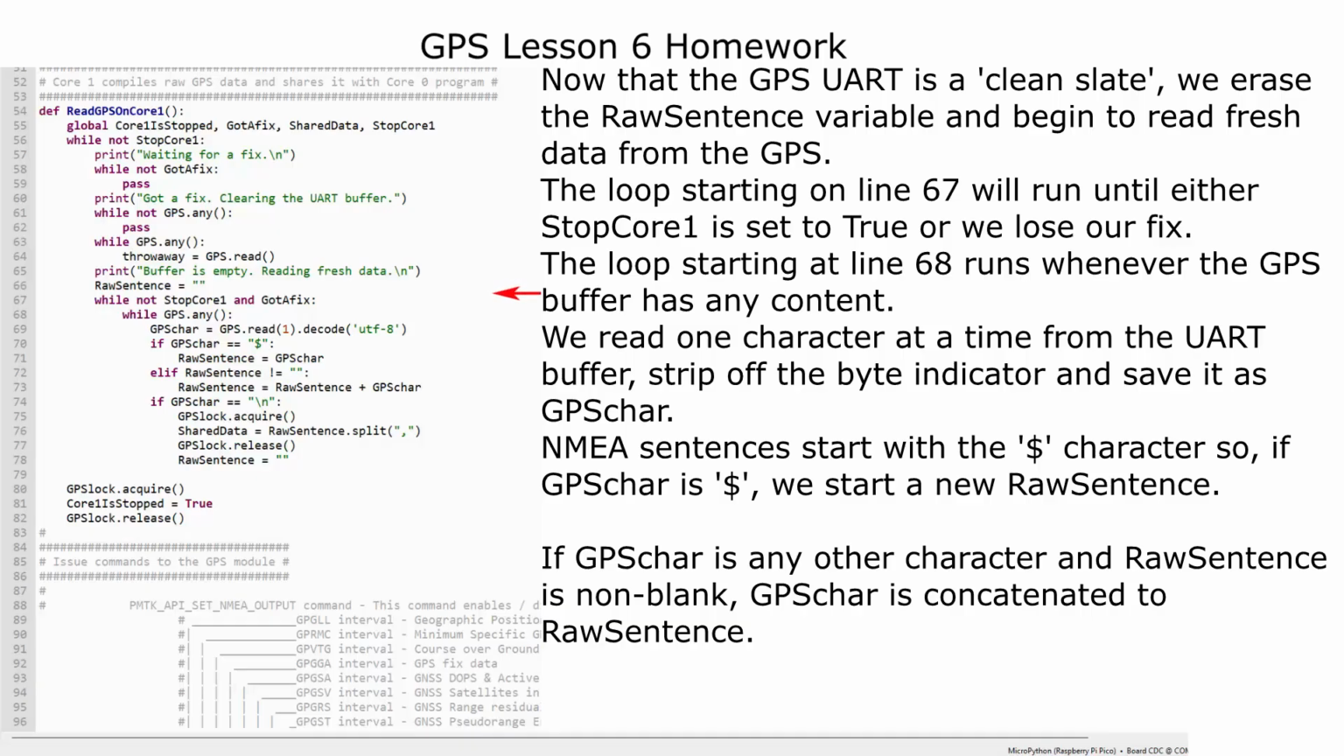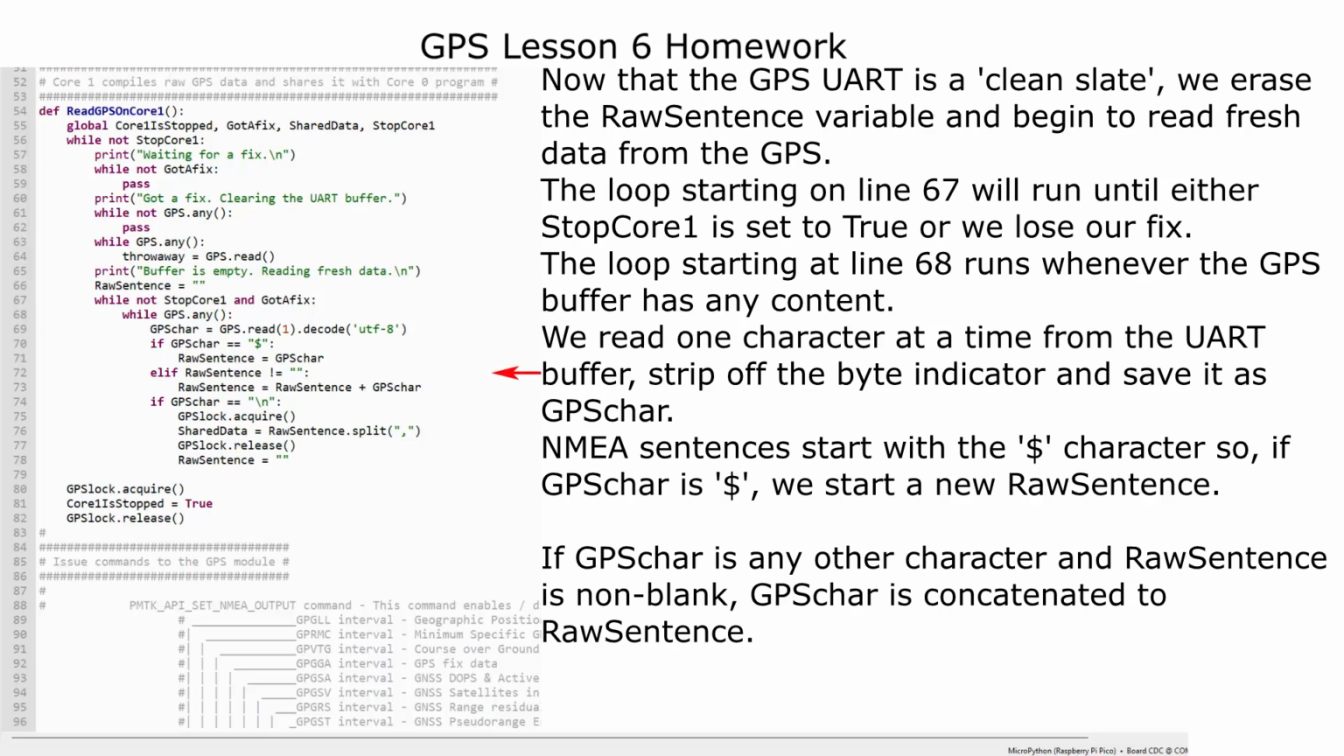The loop starting on line 67 will run until either stop Core 1 is set to true or we lose our fix. The loop starting at line 68 runs whenever the GPS buffer has any content. We read one character at a time from the UART buffer, strip off the byte indicator, and save it as GPS character. NMEA sentences start with a $ sign character. So if GPS character is a $, we start a new raw sentence.